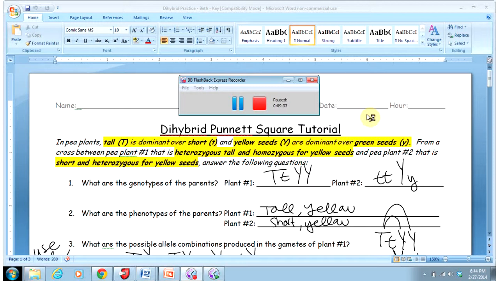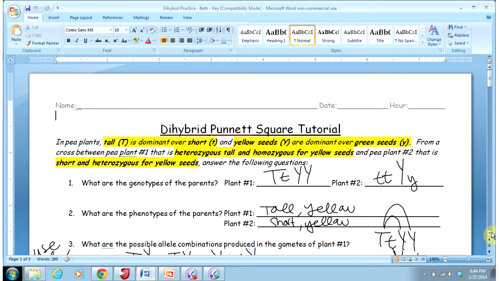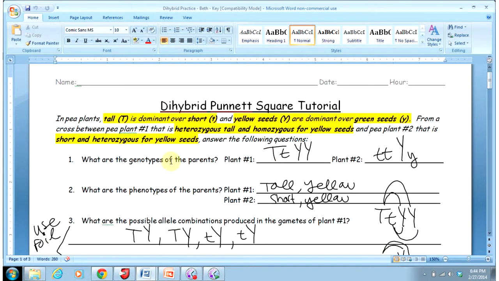All right, so let's go ahead and get started. So at the top, they tell us what traits we're looking at. The trait of height, tall being dominant over short, and seed color, this time yellow is going to be dominant, big Y, and green is going to be recessive, little y.